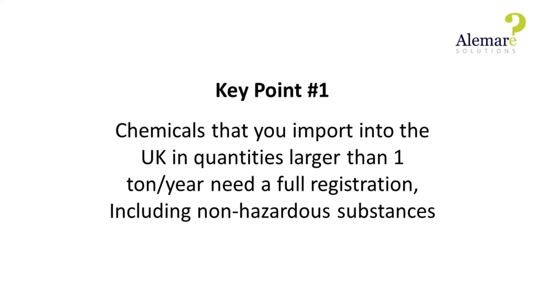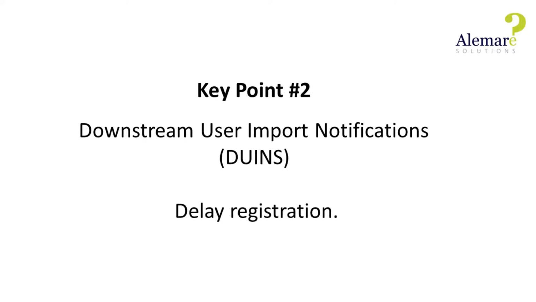I'll start by stating the default position under UK REACH. Chemicals that you import into the UK in quantities larger than 1 tonne a year need a full registration, and this includes non-hazardous substances. I'm mentioning this point because several of my clients thought that UK REACH didn't apply if the chemicals weren't dangerous. I can understand where they're coming from because REACH does have a short list of materials that are exempt for various reasons, but this is the general rule. And the second point to understand is that Downstream User Import Notifications, or DUINs, delay registration.